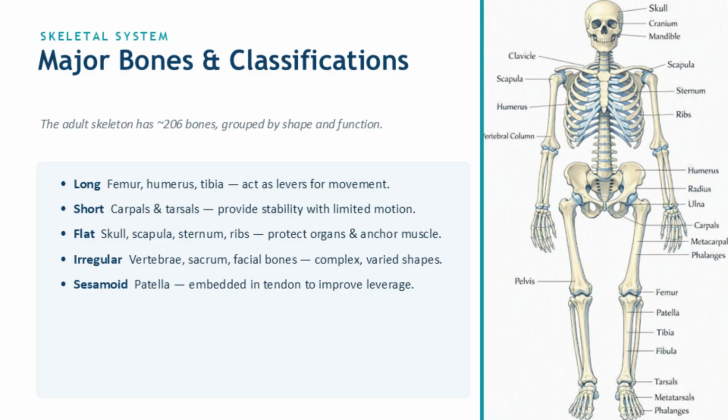Flat bones protect important organs and provide broad attachment surfaces for muscles. Irregular bones perform specialized functions throughout the body, while sesamoid bones improve leverage within tendons. As you study anatomy, notice how the shape of a bone often reflects its function. The femur is built for strength and weight-bearing, while the vertebrae are designed for support and protection of the spinal cord. Understanding bone classifications creates a strong foundation for identifying the landmarks that muscles and ligaments use as attachment sites. Next, let's examine those landmarks more closely.